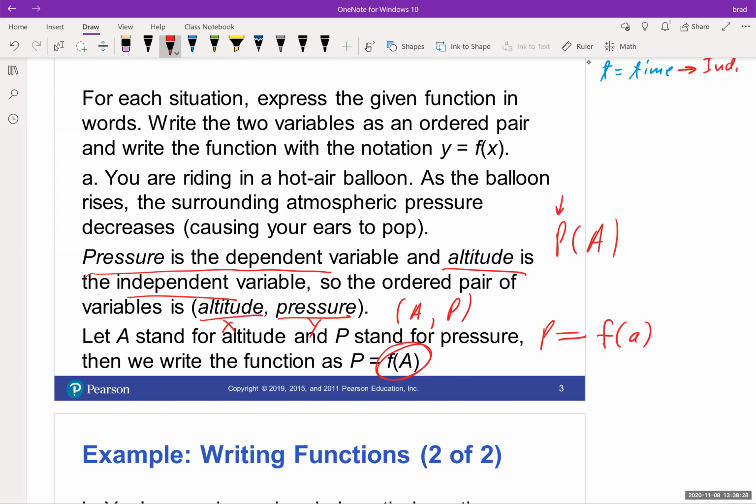So that way I know this is pressure, and I know this is my altitude. And the lettering just kind of helps me make it so much easier. I mean, math is already hard enough. Why do you want to confuse yourself? Why not use the letters to represent the things you want to talk about?